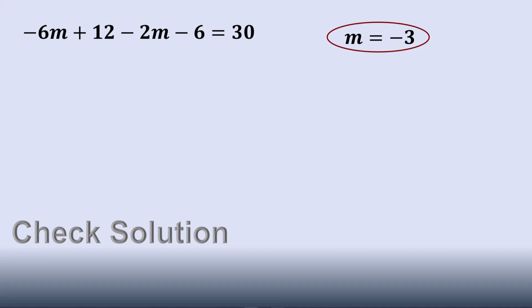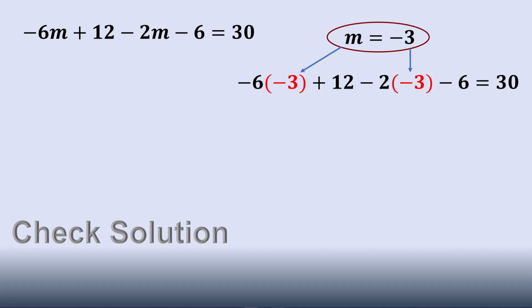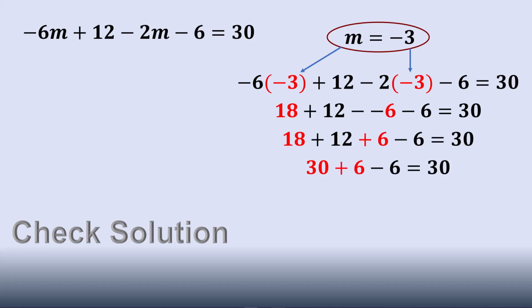We check the solution by replacing negative 3 for two instances of m, resulting in the equation negative 6 times negative 3 plus 12 minus 2 times negative 3 minus 6 equals 30. Negative 6 times negative 3 results in 18. The double negative after the 12 becomes plus. 18 plus 12 is 30. 30 plus 6 is 36. 36 minus 6 is 30, which checks out.